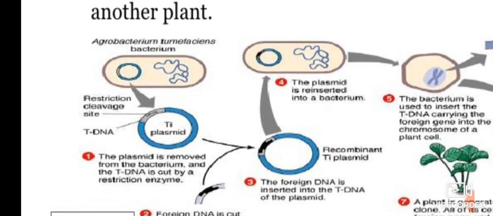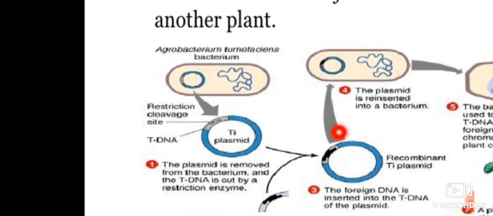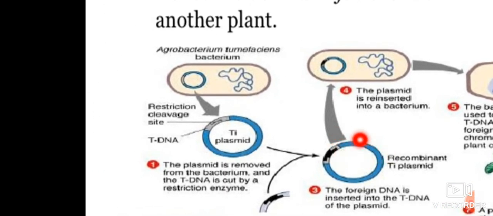Now this is a recombinant Ti plasmid. This is the Ti plasmid having a foreign NIF gene inside the tDNA. And then this recombinant Ti plasmid is inserted back into a bacterium. See, this is also Agrobacterium tumefaciens. The plasmid is reinserted into a bacterium.